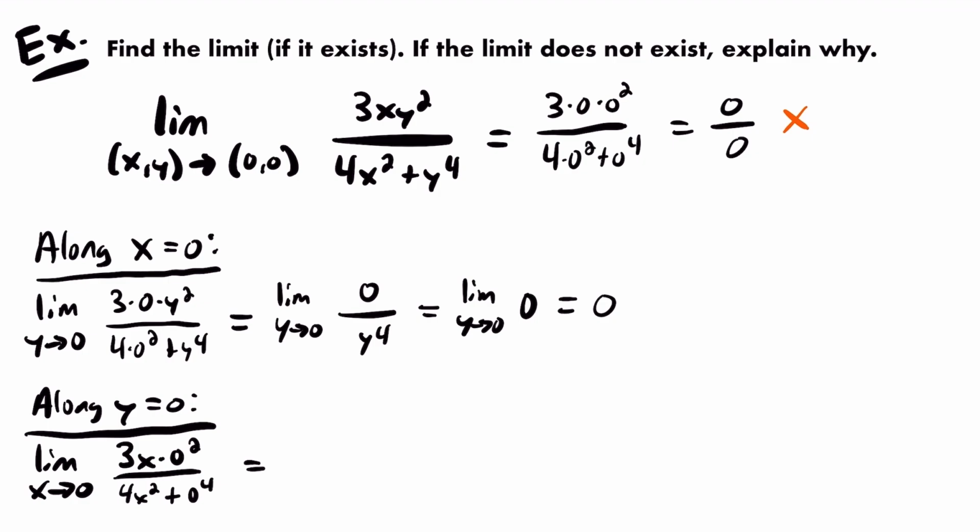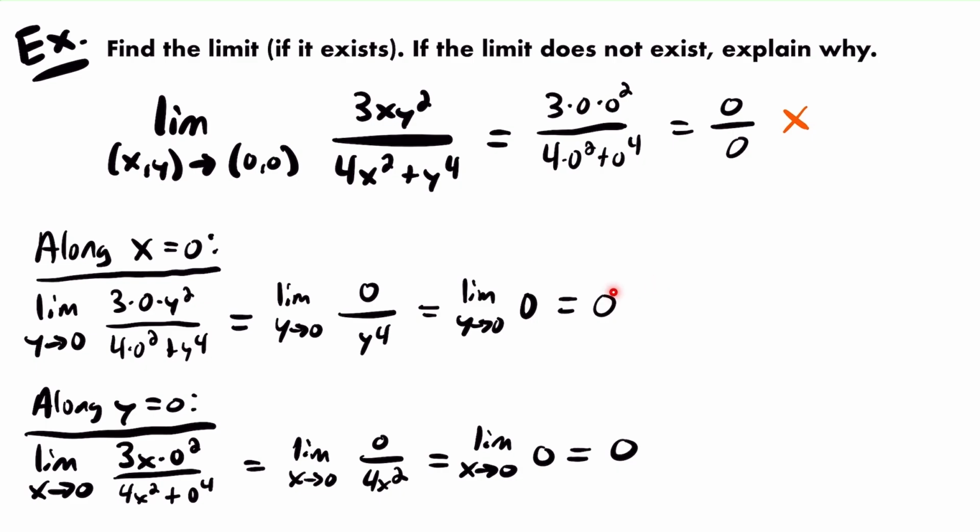And so simplifying, the numerator will just be 0 because anything times 0 is 0. So we get the limit as x approaches 0 of 0 divided by 4x squared plus 0. So we get 4x squared in the denominator. But just like our limit up here, 0 divided by that value will be 0. So we get the limit as x approaches 0 of 0, which is equal to 0. And that is not what we're looking for.